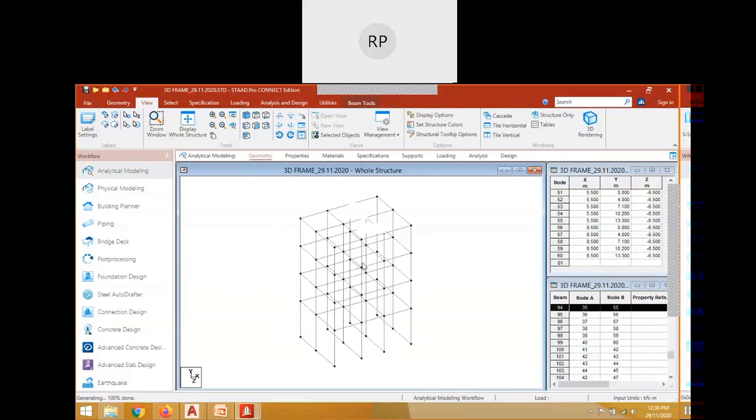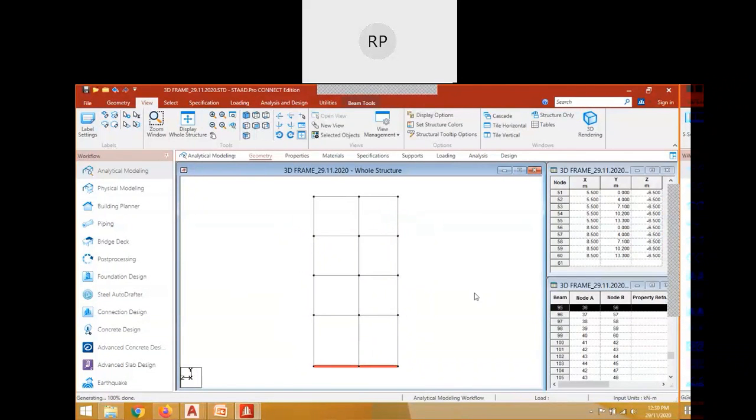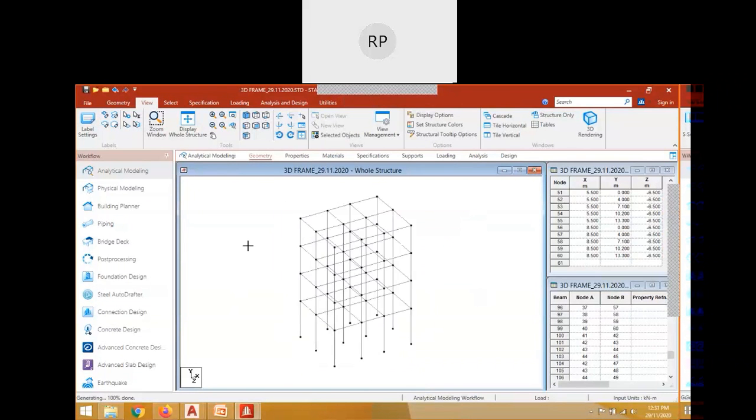In 3D there is no problem. Whatever you select will be the only thing selected, but in plan and other views you have to be careful. Because I want all these beams, there is no issue at all. So I will just check this view. Yes, select these two, holding control, and then say delete. Okay, now my three-dimensional frame is ready.